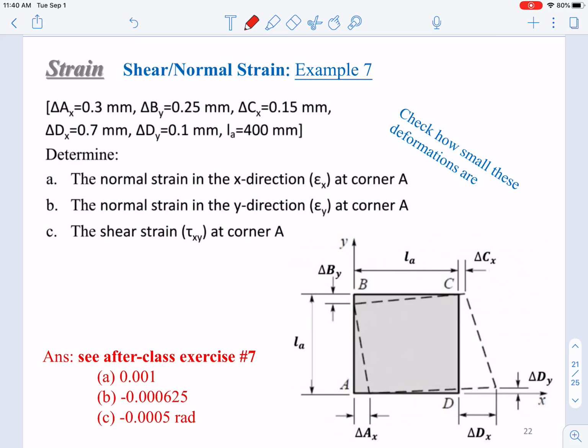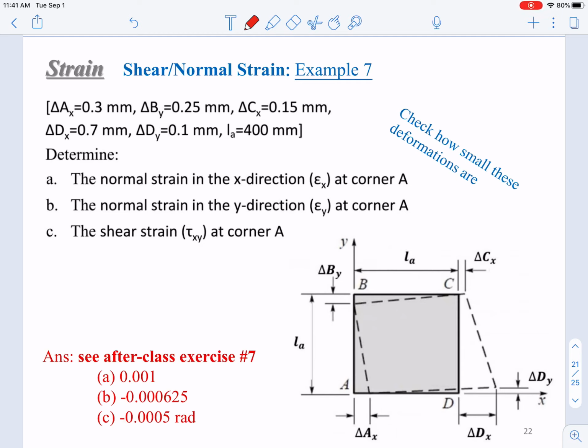Another example about normal and shear strain. Okay, here we have a figure shown here. It starts from a rectangular shape and then deforms to the dashed-line shape. Then we have given the deformations delta AX, delta BY, delta CX, delta DX, delta DY, etc. And the original length LA is 400 millimeter.